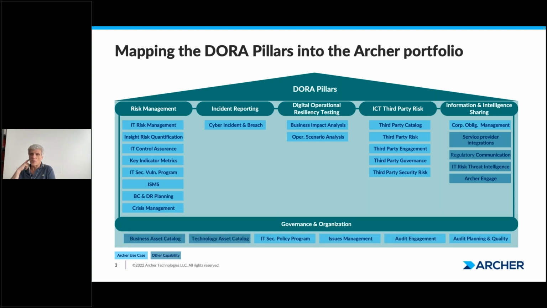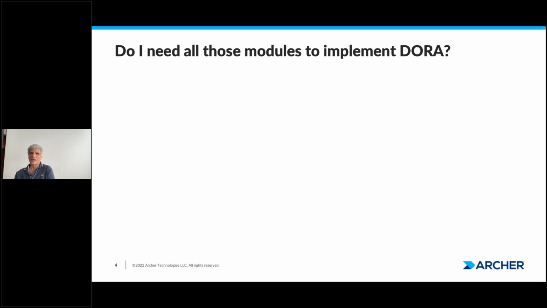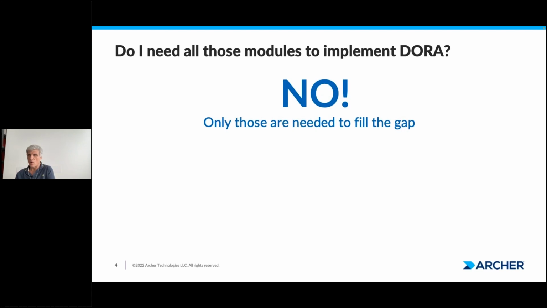And then, as you know, there are also some aspects that are actually cross pillars, like the possibility to map the assets, different types of assets, but also tracking policies, tracking issues, and also something about audit management. Of course, you may wonder, hey, do I really need to implement all of this stuff to implement DORA? Of course, the answer is no. So only the modules that are needed, because most of the organizations already have implemented over the past years many of those capabilities. And so what is absolutely key is to understand what's needed to fill the gap.